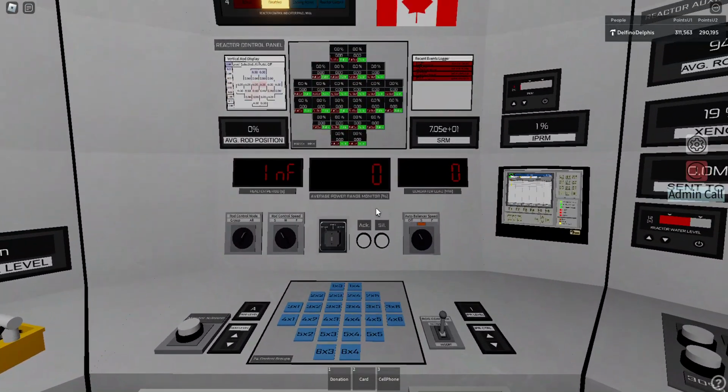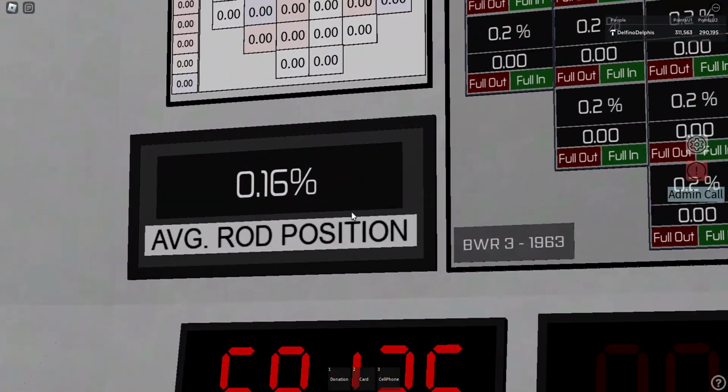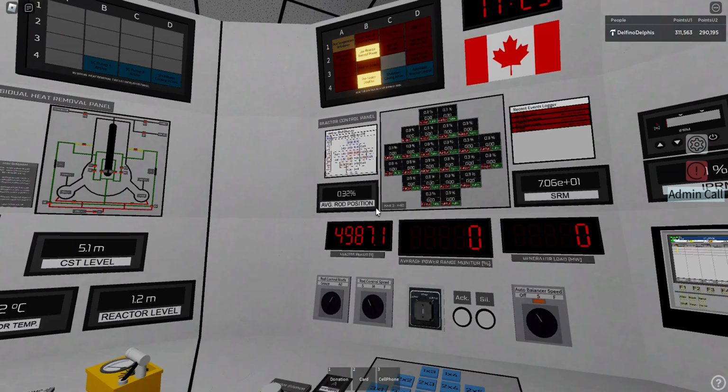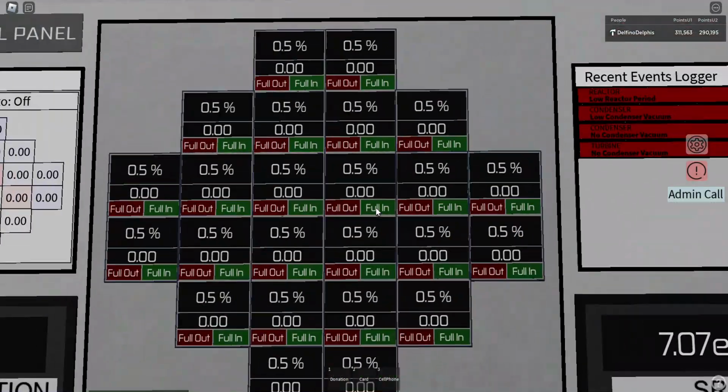So how this works is actually pretty simple. There is a lever. If you push it forward, you will start pulling the rods. You can see this is the rods position. They are being pulled now. The more percent here, the more they are pulled, and this will increase reactivity.